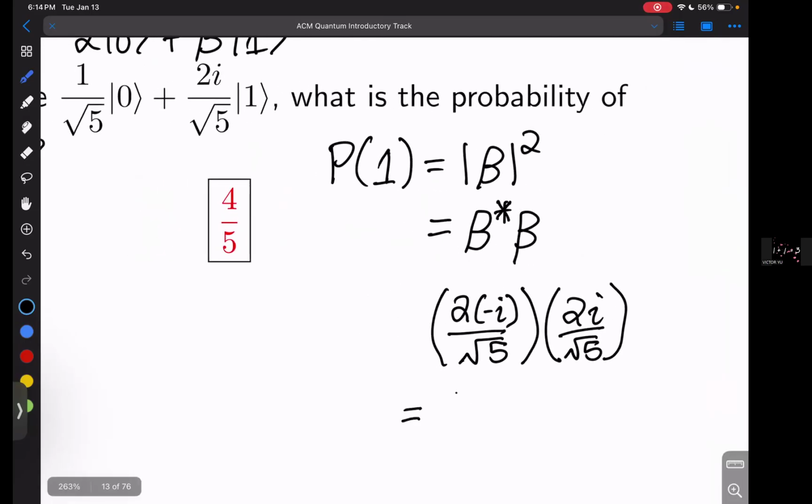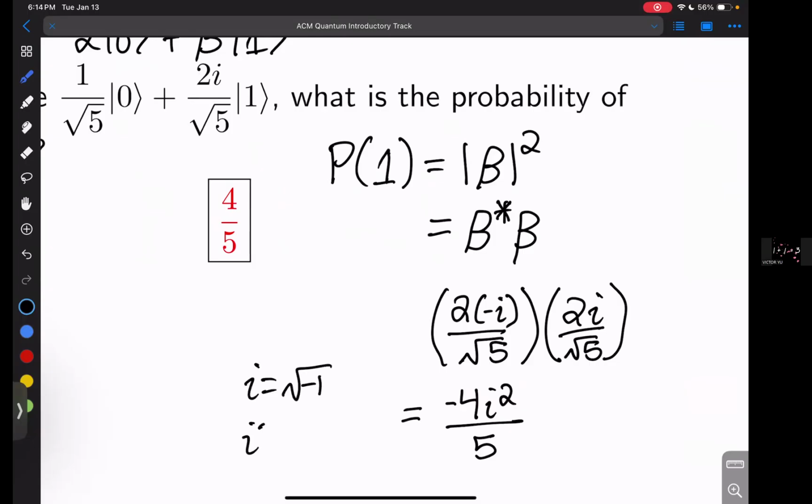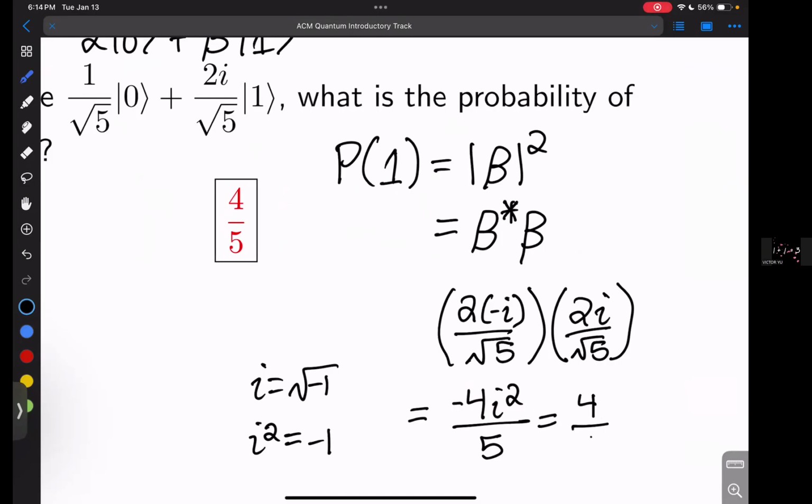The 2 times 2 is a 4. There's a negative sign in front. i times i is i squared. And then root 5 times root 5 is 5. And if you recall, i is defined as the square root of -1. So that means i squared is -1, which means that this is 4 over 5.